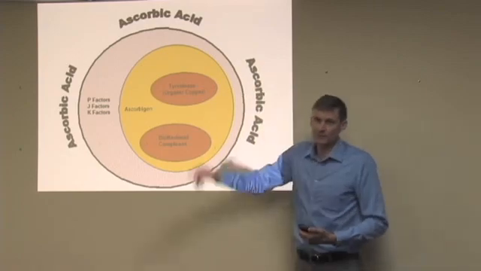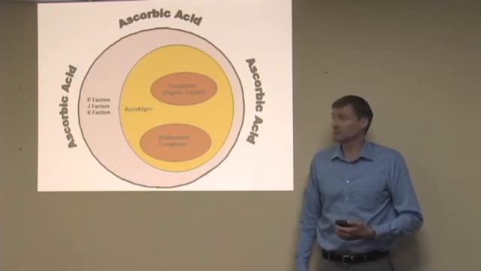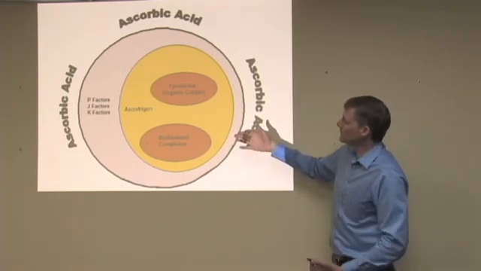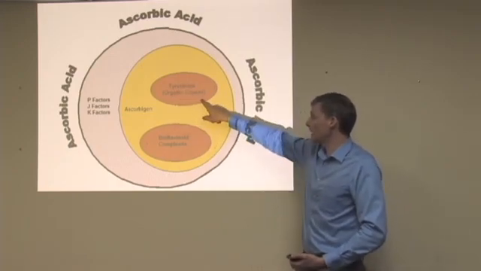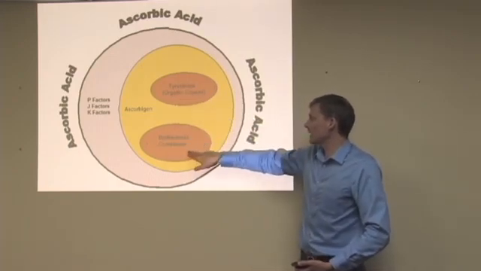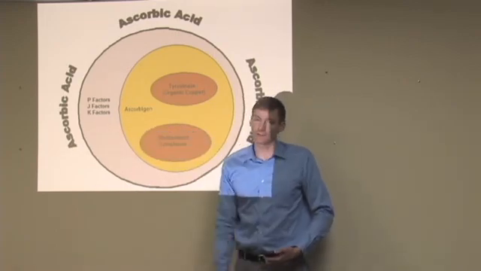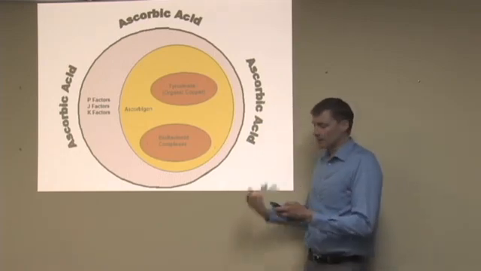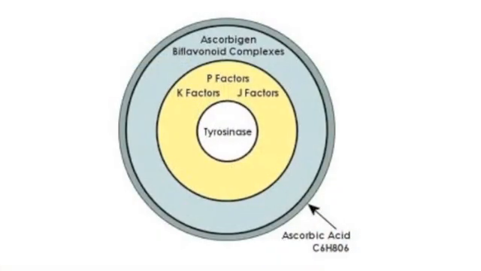Do you know this? When you read the label of vitamin C, it says ascorbic acid, 500 milligrams. Okay, but real vitamin C is a big molecule with many things in it, including, this says tyrosinase, organic copper, bioflavonoid complexes, ascorbigen, P, J, and K factors. There's a bunch of stuff in vitamin C. It's a big thing. Here's another illustration from another author.